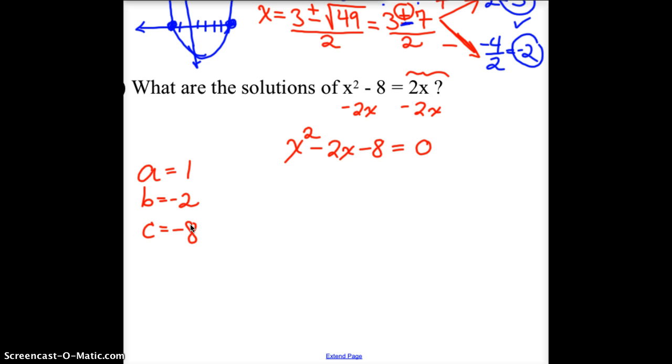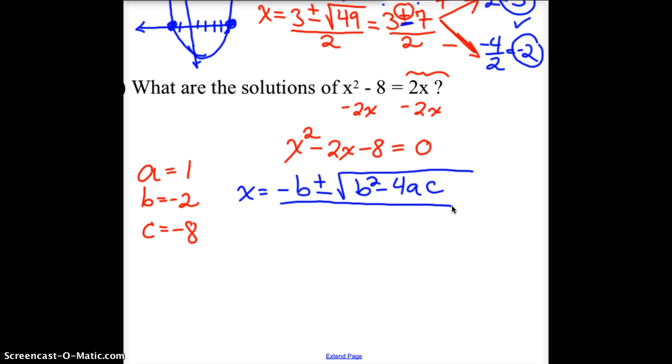Those get plugged into my formula, which is x is equal to negative b plus or minus the square root of b squared minus 4ac all over 2a. The formula never changes, the process never changes. The only thing that changes really are the answers. So it's going to be an identical process to what we just did above. We got to plug these in. The opposite of b, or negative 2, is a positive 2. Plus or minus the square root.